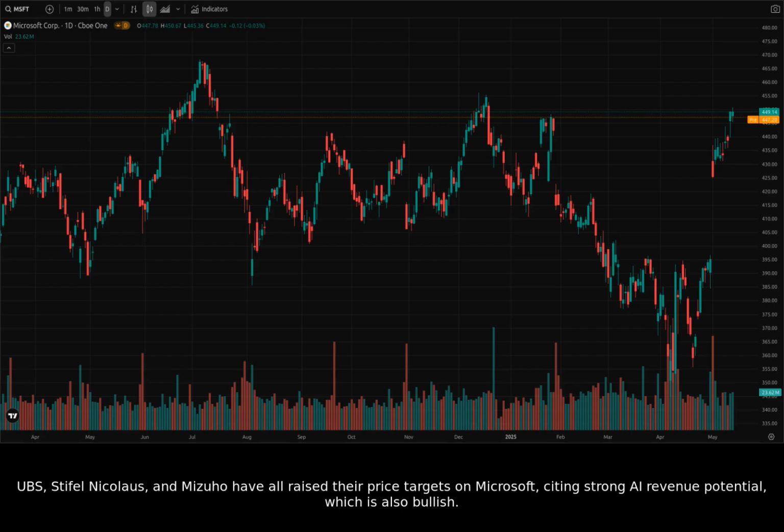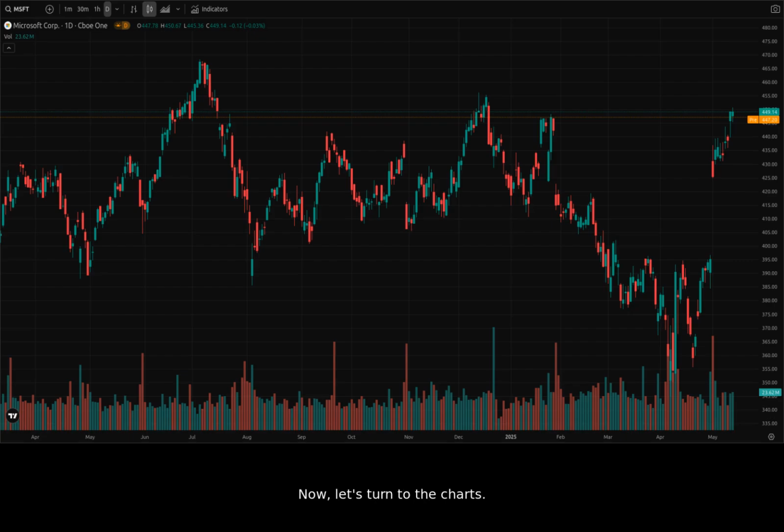UBS, Stifel Nicolaus, and Mizuho have all raised their price targets on Microsoft, citing strong AI revenue potential, which is also bullish. Analysts also note that the Magnificent Seven stocks, including Microsoft, have underperformed through the first 4 months of 2025. Now, let's turn to the charts.